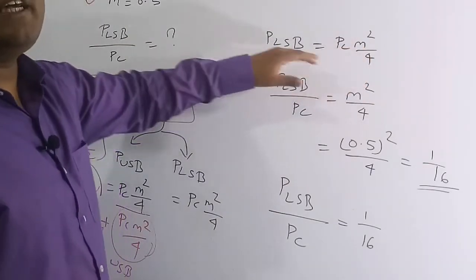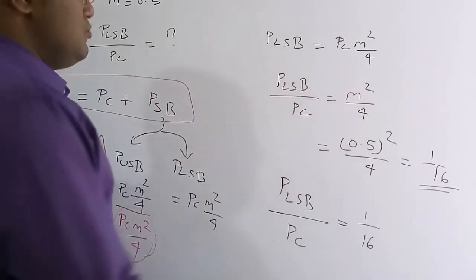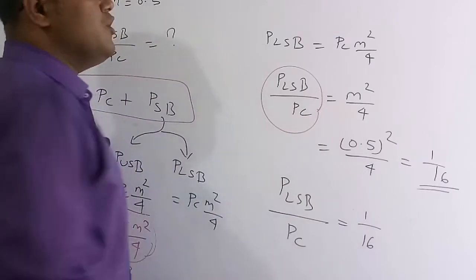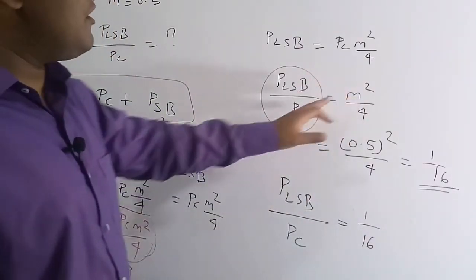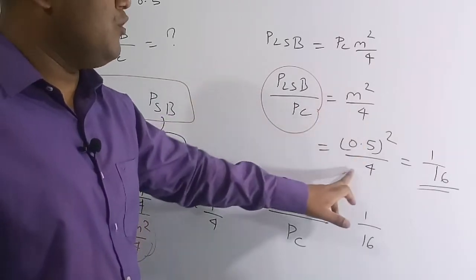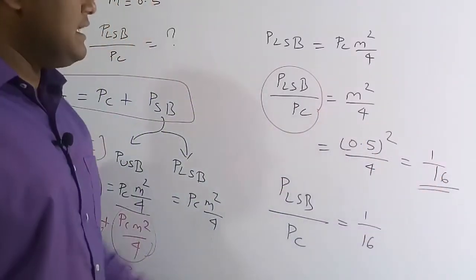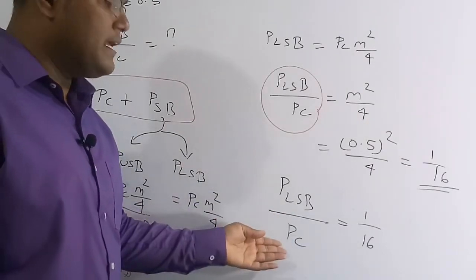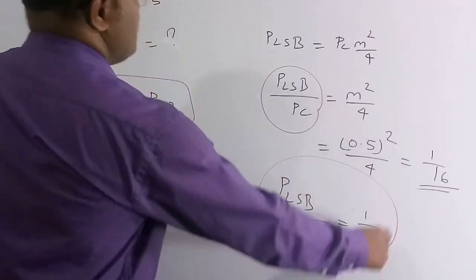PC I am going to take downward. So PLSB by PC is equal to m square by 4. This is the thing we need to figure out. The ratio of the lower sideband power to the carrier power is m square by 4. We already know m is 0.5, so 0.5 whole square by 4. If you solve this we get 1 by 16. Therefore finally the lower sideband power by the carrier power is 1 by 16. This is the correct solution of this question.